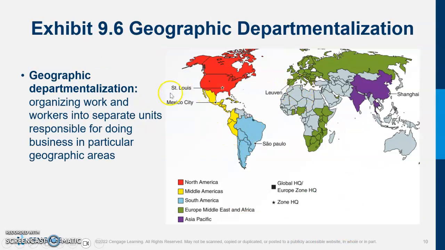Geographic departmentalization is just based on geographic area. So you can see in this one, each color represents a geographic unit. And a company like PepsiCo uses this in order to separate out by geographic location, which helps with distribution, as well as responding to consumer preferences in different markets.